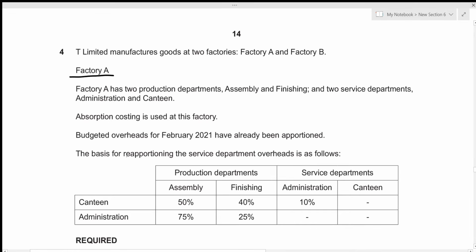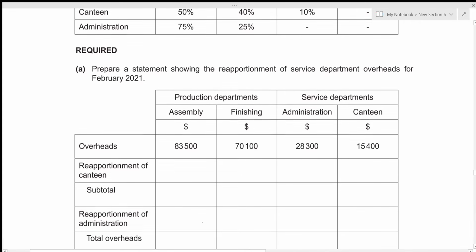Now, the basis for reapportioning the service department overheads here is as follows. We're given two service departments, administration and canteen. The basis for reapportioning the canteen's overhead is to give 50% to assembly department, 40% to finishing department, 10% to administration department. And then to reapportion the administration overheads, we will be providing 75% of it to the assembly department and 25% of it to the finishing department. Now we are required to prepare a statement showing the reapportionment of service department overheads for February 2021.